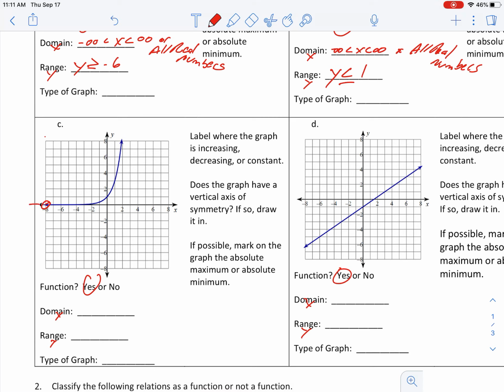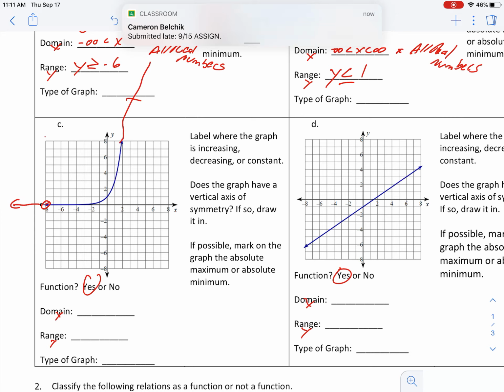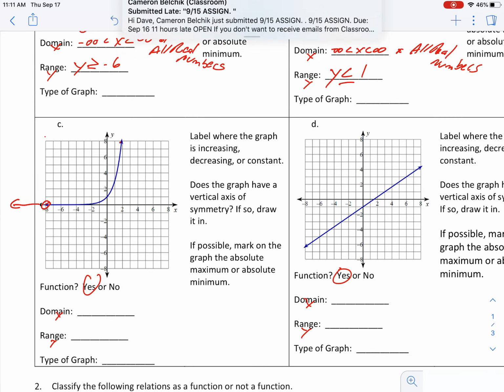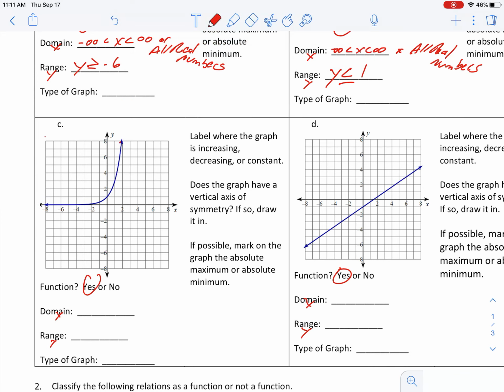Letter C, the domain is the same, meaning this arrow is punching through all the way to negative infinity, and this arrow up here tells it continue to open out forever and ever and ever. So here, the domain is also everything. Negative infinity, positive infinity, or again, the way to say this is all real numbers.